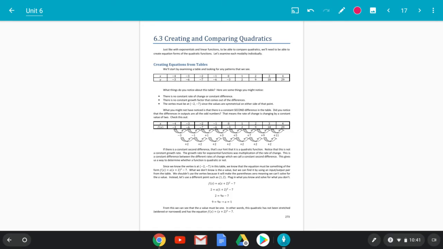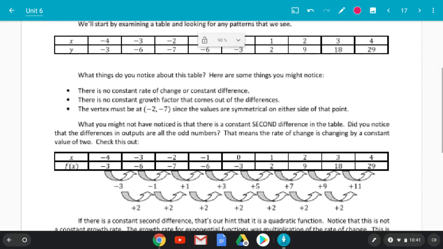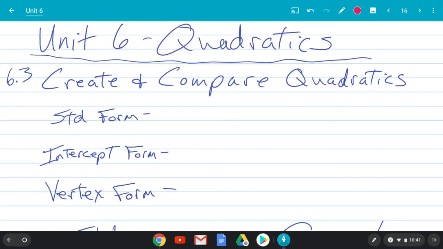But in section 6.3, we're going to create and compare quadratics. We're not going to be using Desmos here. Here, I want to come up with the equations given information. Can we create the equations? This is hard. This is difficult. I'm not being sarcastic. This is difficult, so I need you to pay attention today, okay?